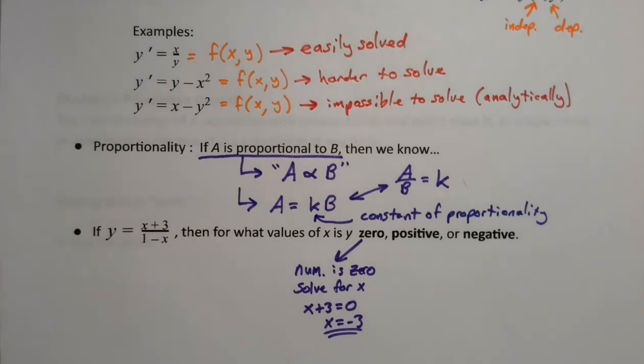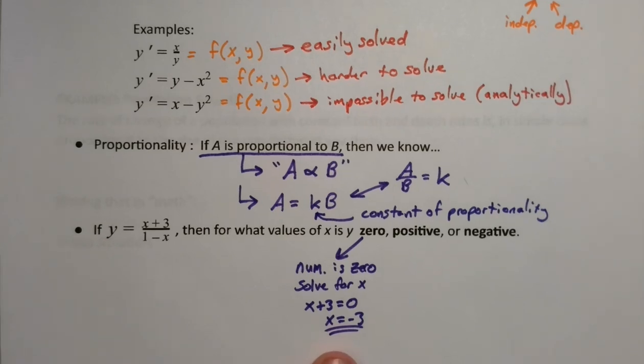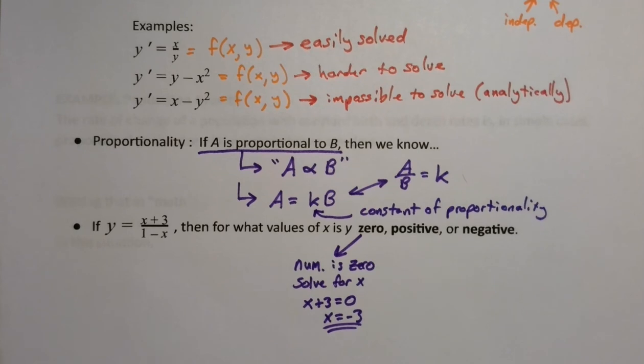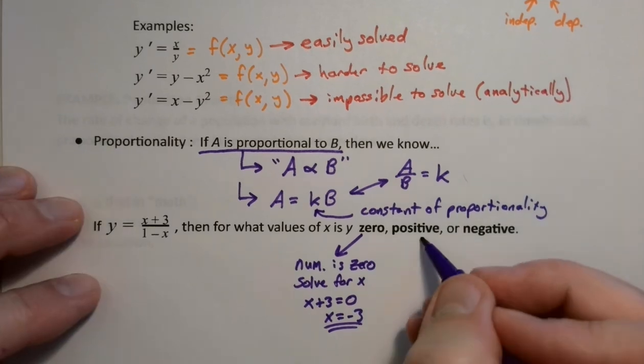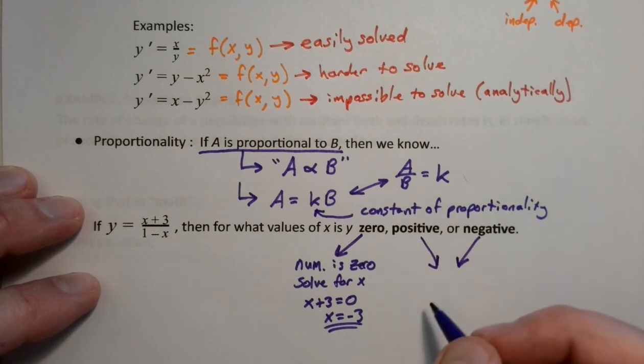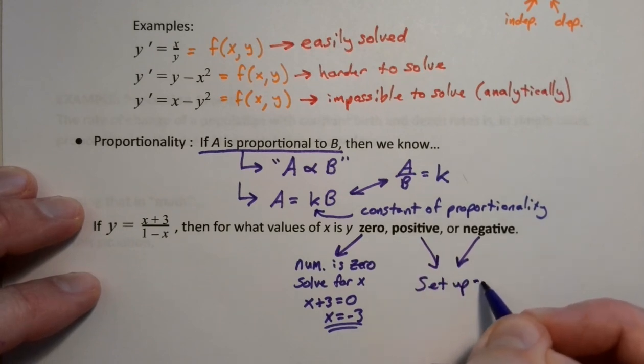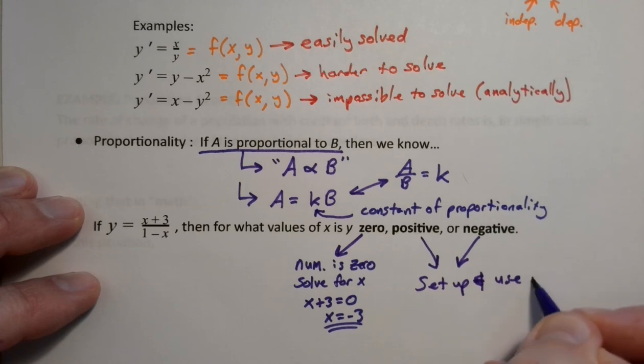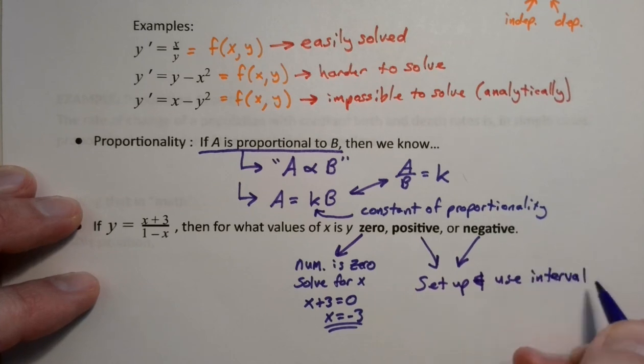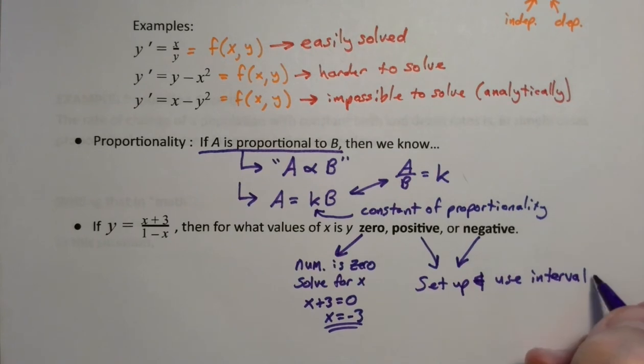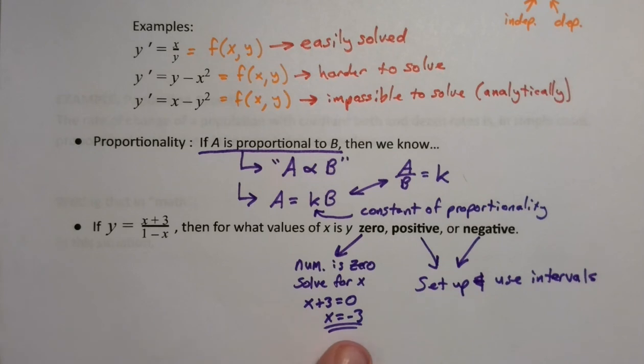How about positive or negative? Well, that's a little bit different. But the good news is that if we know that x equals negative 3 is where it's exactly equal to 0, we can look on either side. And so in order to make sense of where it is positive or where it is negative, we're going to set up and use intervals. And if you remember this from your Calc 1 or maybe pre-calc days, intervals, there we go. You might say, okay, I'd look on either side of where x is equal to negative 3.